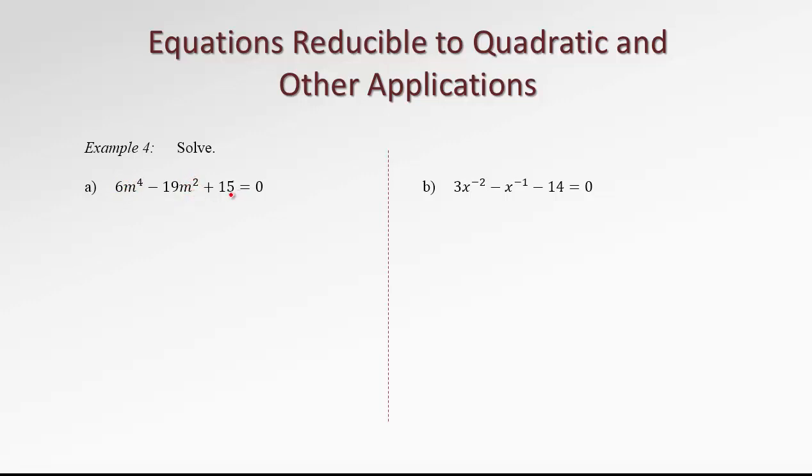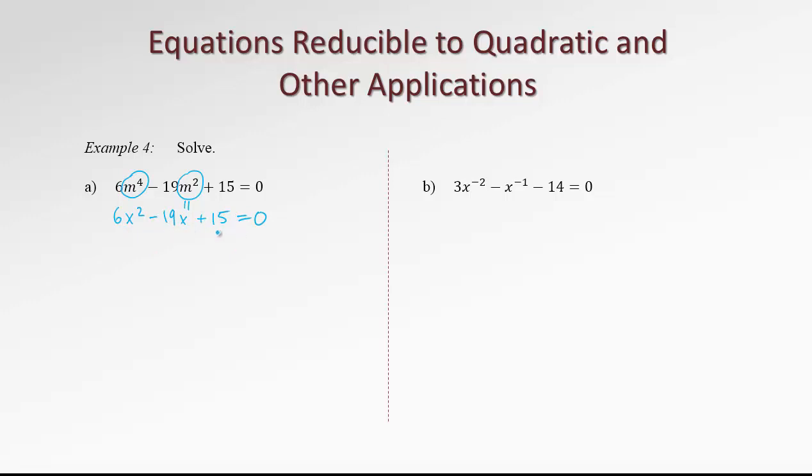and a free term. Notice that if we replace m squared by, for example, x, then m to the 4 in terms of x would be actually x squared, isn't it? So we can see this equation as 6x squared minus 19x plus 15 equals 0. And then we know how to solve such an equation.